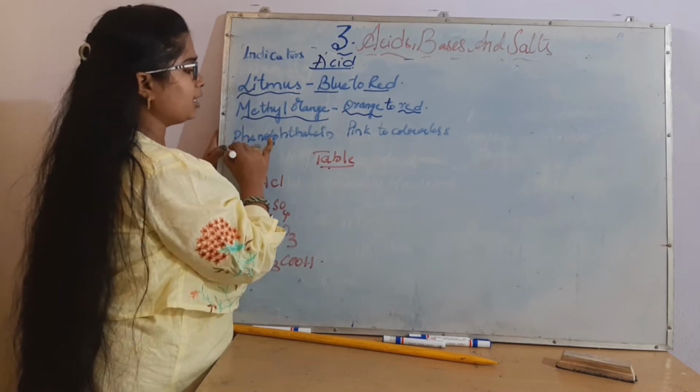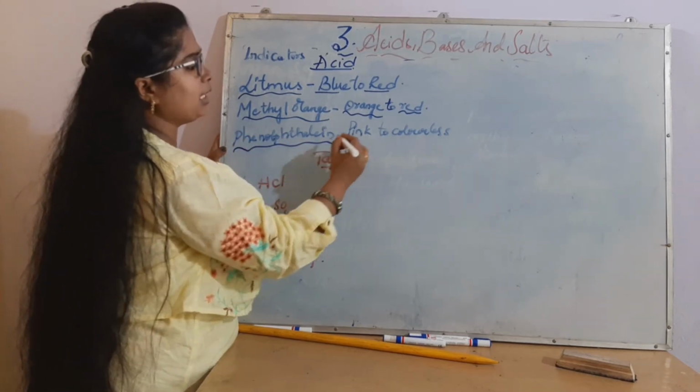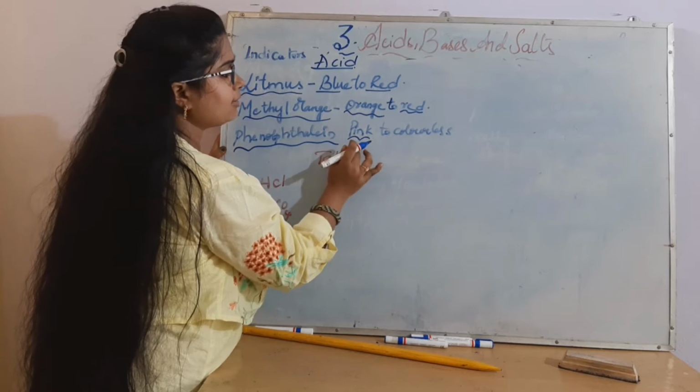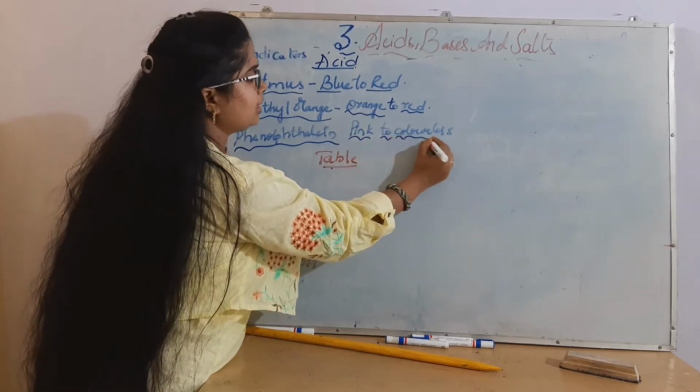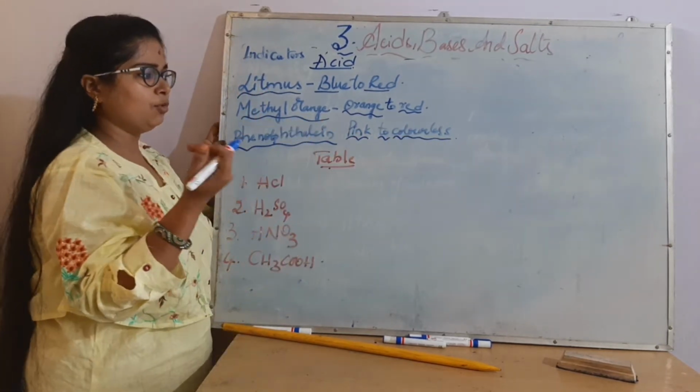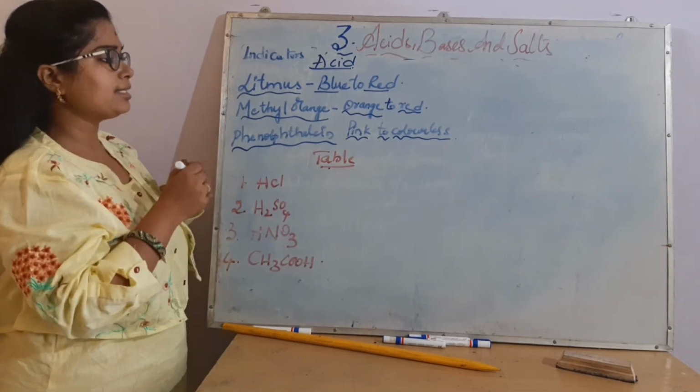And phenolphthalein solution, what happens in this? If you add it, it will be pink. It will turn colorless. No color will appear in the acid in the case of phenolphthalein solution.